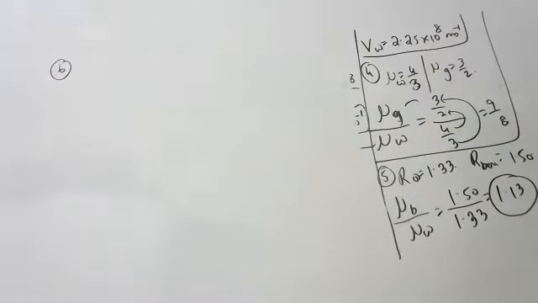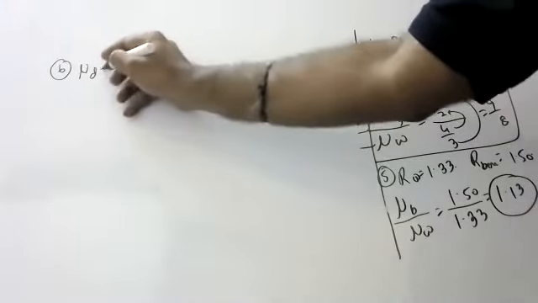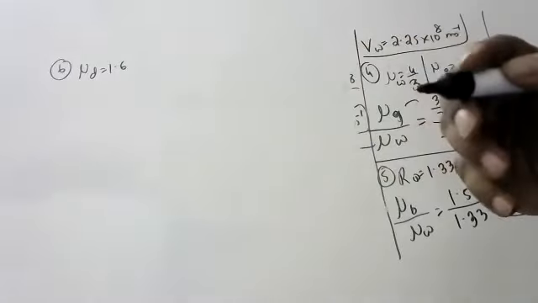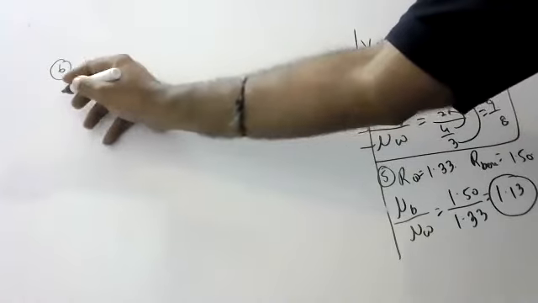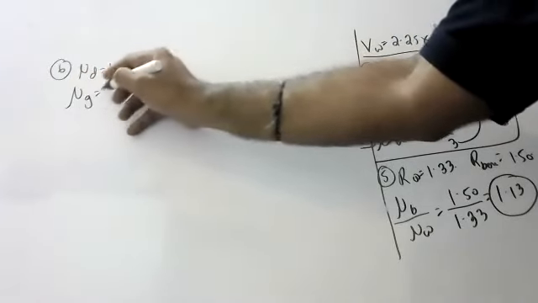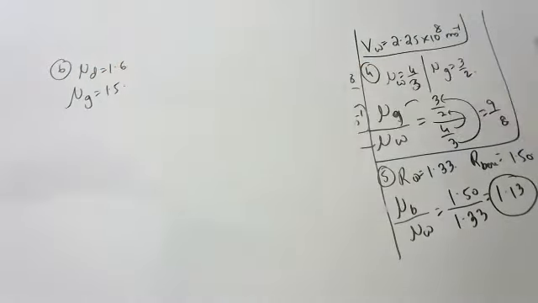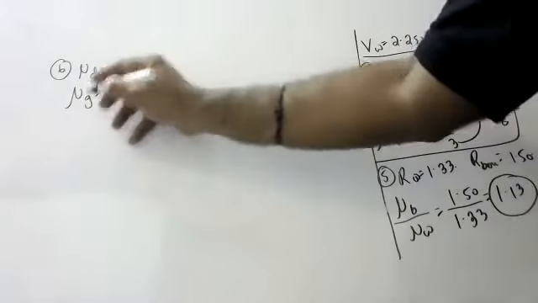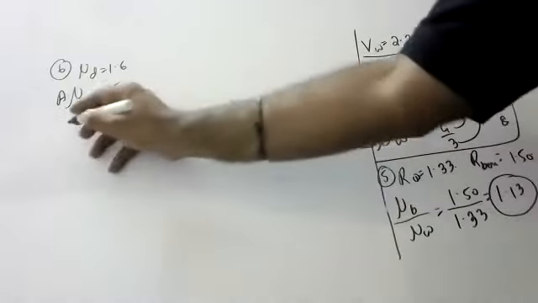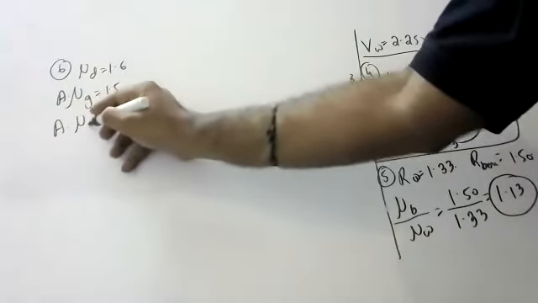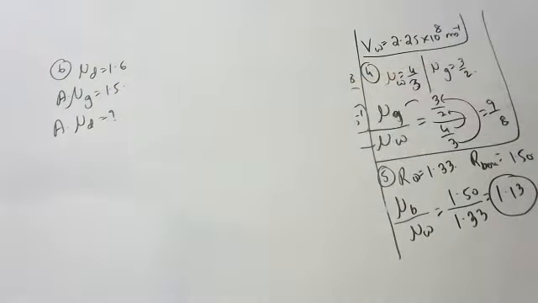Sixth question, children. Okay, next question. Say, children, refractive index of diamond is 1.6, and absolute refractive index of glass is 1.5. Okay. This is just a refractive index. This is absolute refractive index. Question is, what is absolute refractive index of diamond? This is the question.